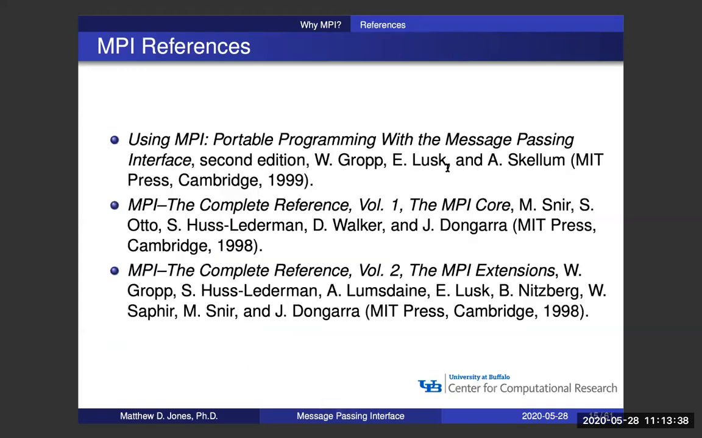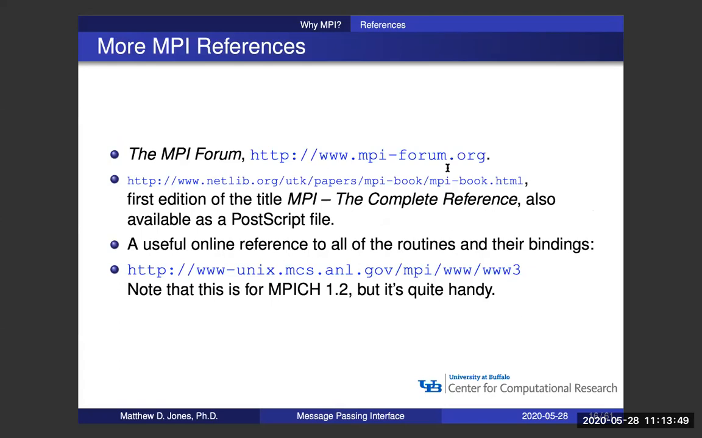If you like books, I usually recommend these 3. The first one is a good intro. The second 2 are excellent references, the MPI complete references from MIT Press. If you're not interested in paying for the books, there's actually a free copy of the first edition of the MPI complete reference at NetLib there, if you want to take a look at that. And if you're just interested in the syntax for the MPI routines, there's a handy website that I give you here that you can use to check those.